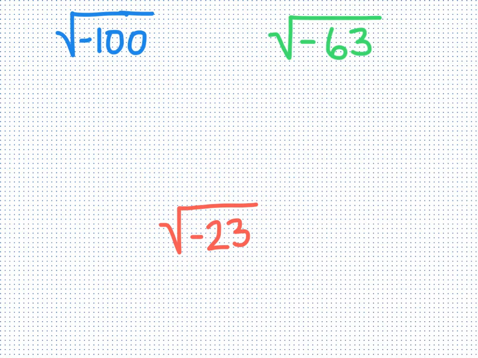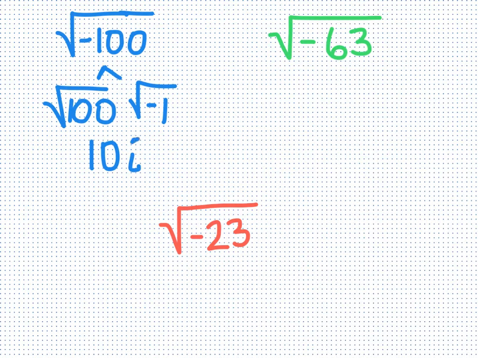We know that 100 is actually a perfect square, so ones like this are pretty simple. Really, what we're doing is we're breaking this up into the square root of 100, since that's the biggest perfect square factor, and the square root of negative 1. Once you get better at these, you're not going to have to write all of this out, but I'm just showing you what it means. The square root of 100 is, of course, 10, and the square root of negative 1, by definition, is i. And so that one is not too bad.